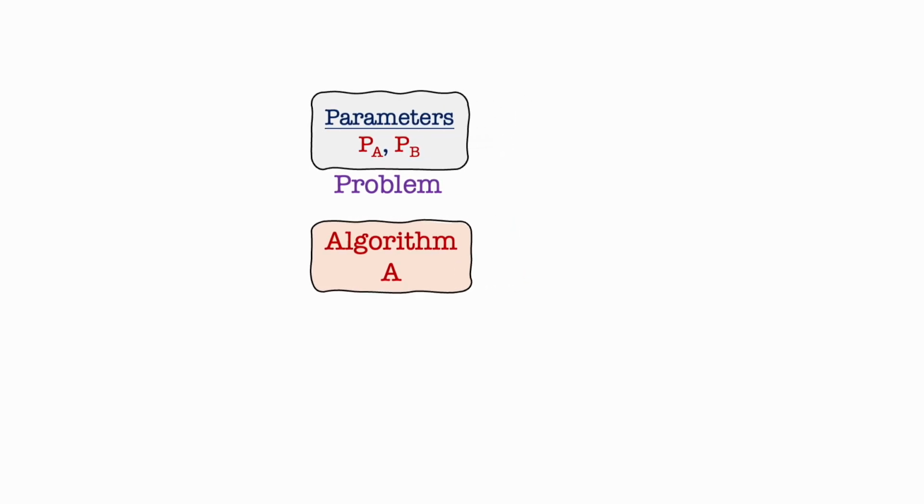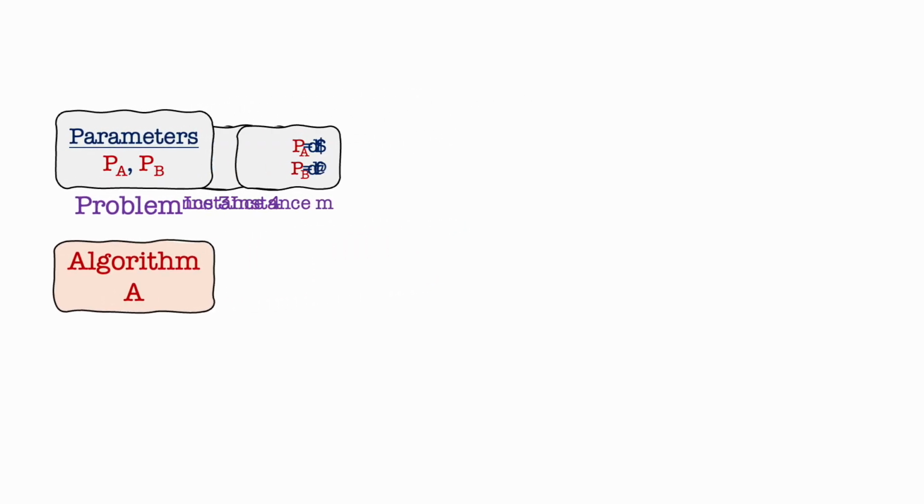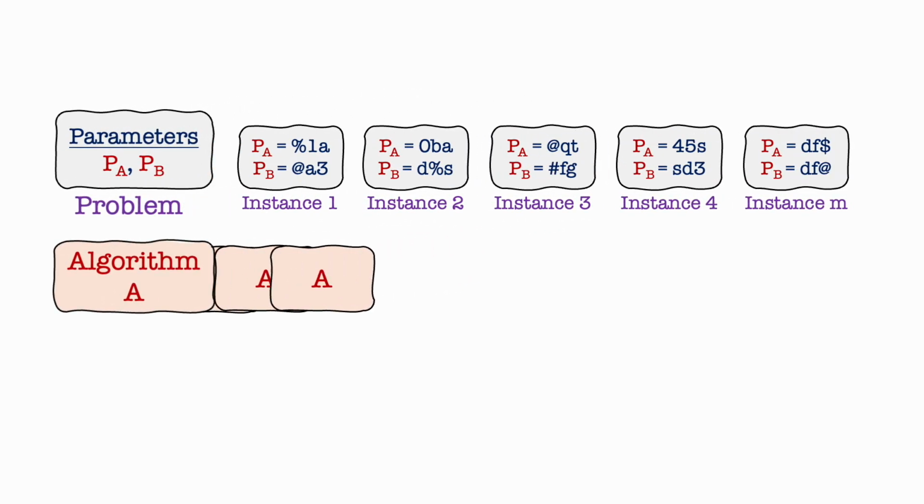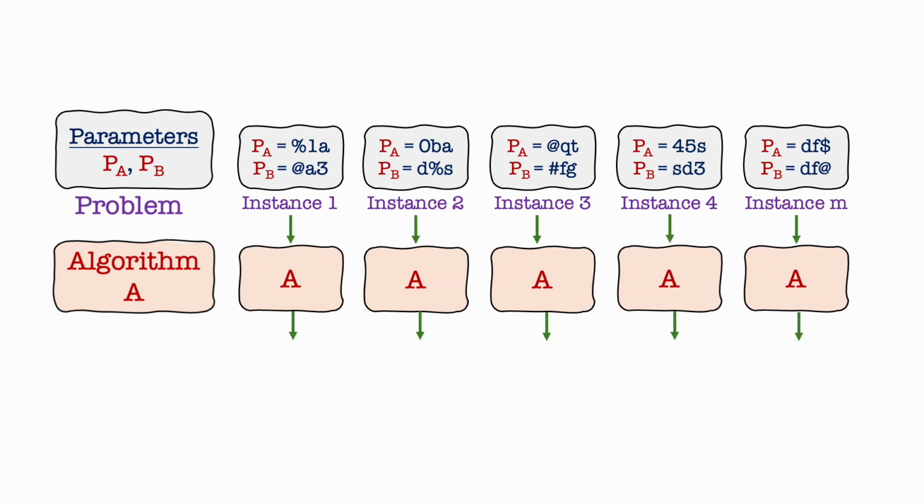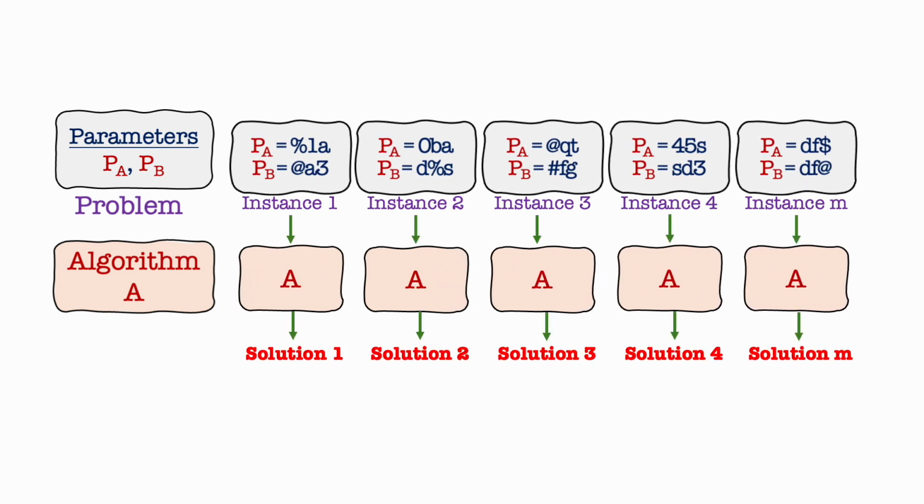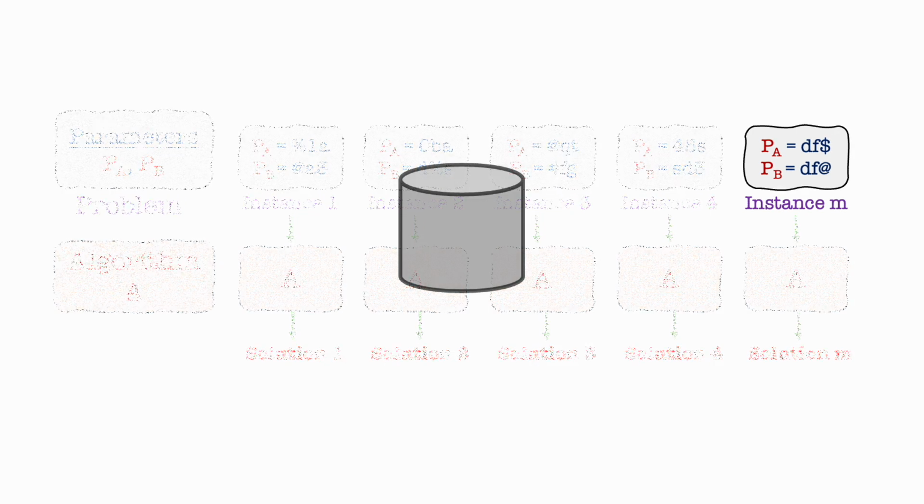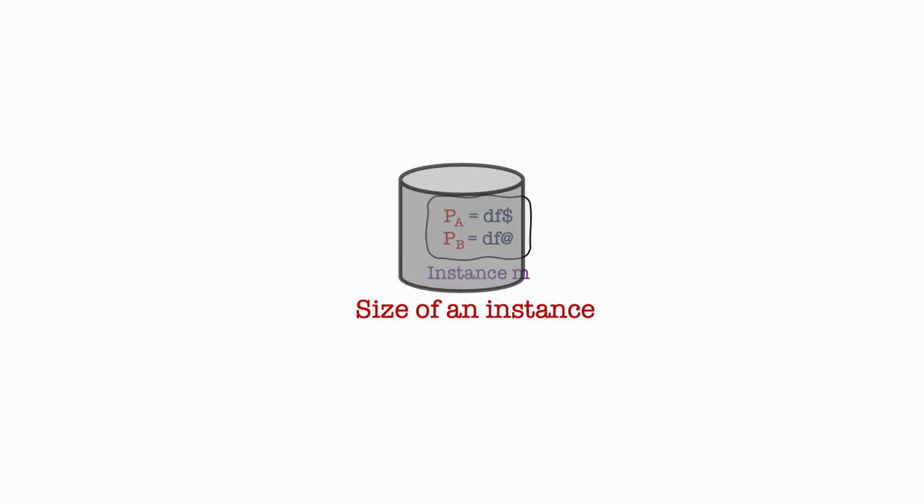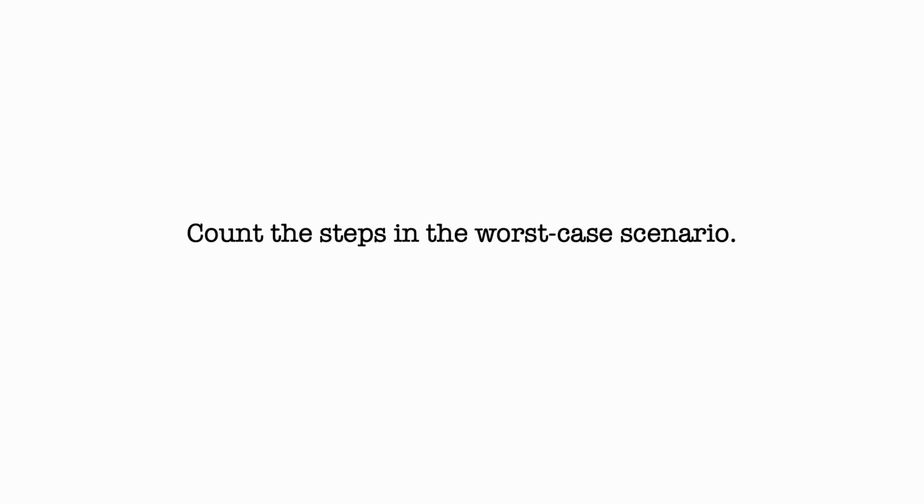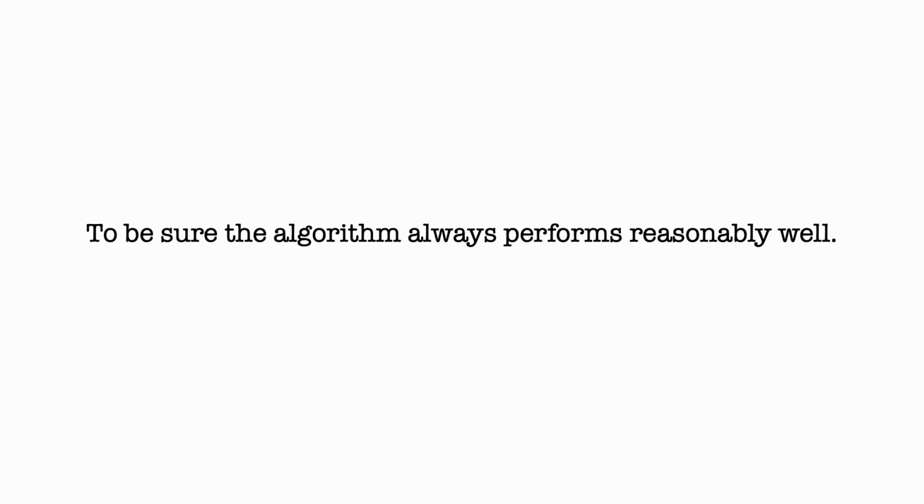When we say an algorithm solves the problem, the algorithm is capable of giving a solution for all possible instances of the problem. Parameters with their specific values describe an instance. Therefore, the amount of input data needed to describe an instance is the size of the instance. We count the steps in the worst case scenario because we want to be sure the algorithm always performs reasonably well. Let's take an example of searching.